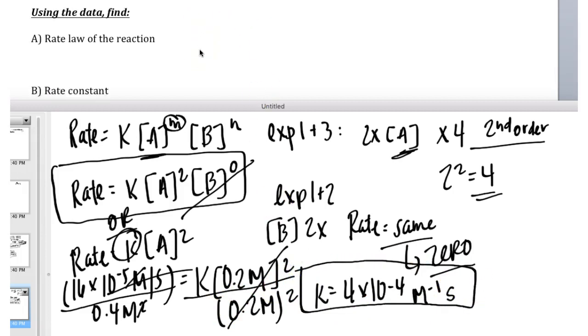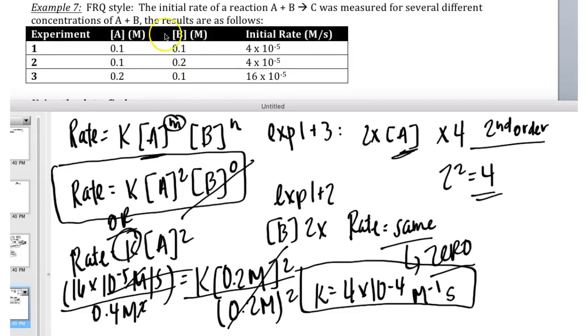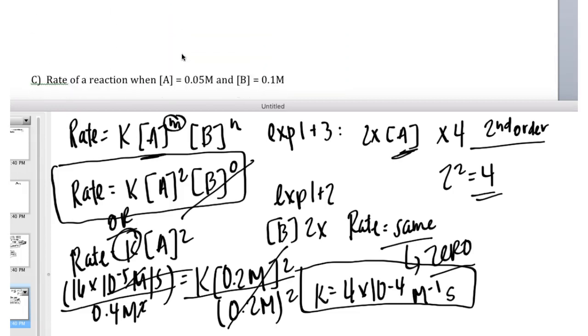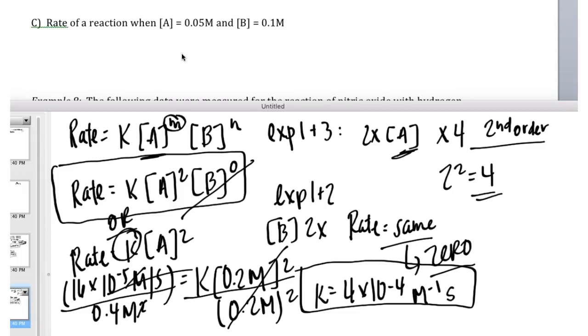That's part B. And then part C says, what is the rate if you have these two values? And again, we don't have those two values on our table. So what we do is we have to find K, which we already did. So this question really walks us through everything we just learned in this lesson.